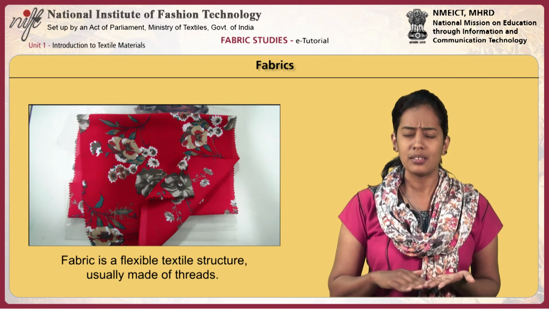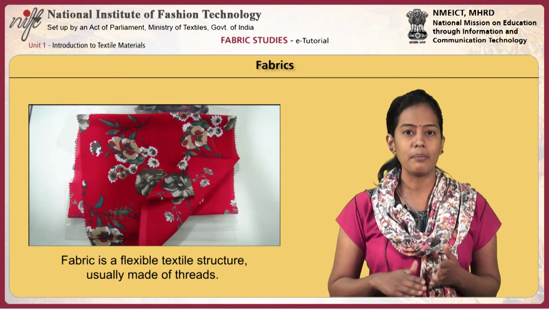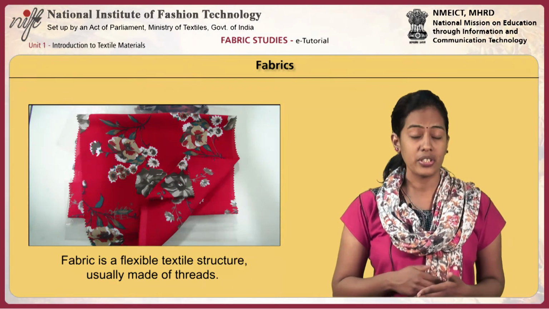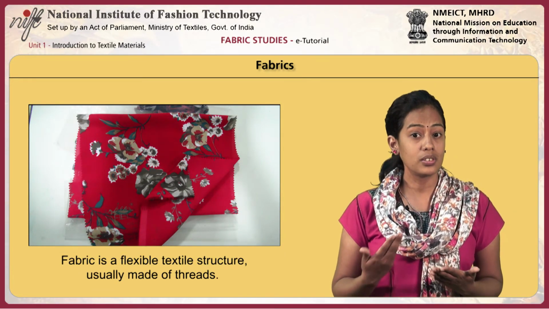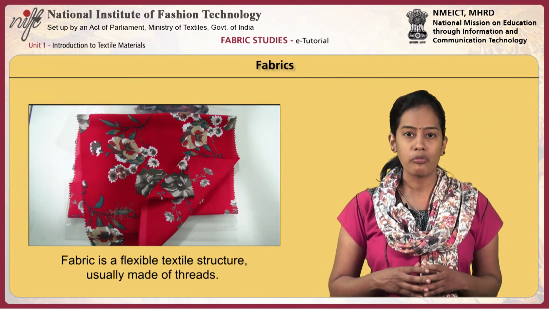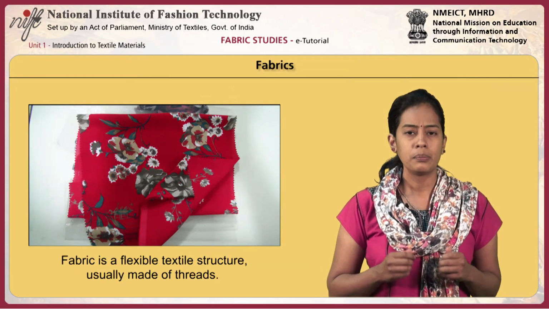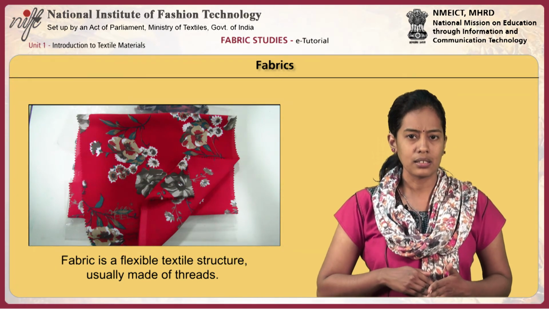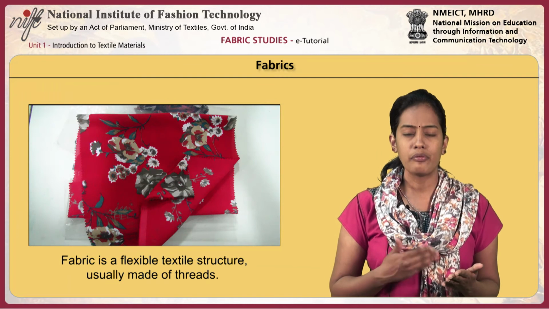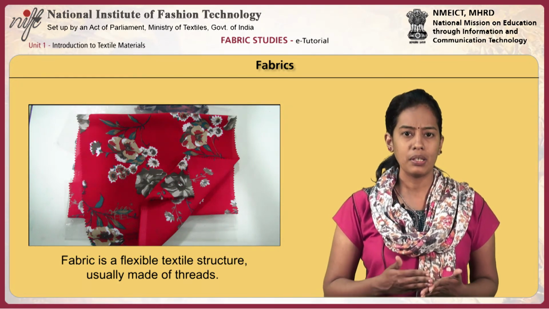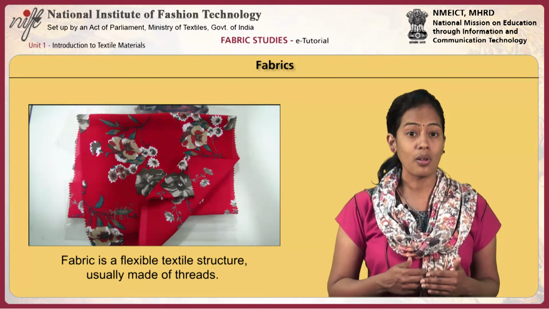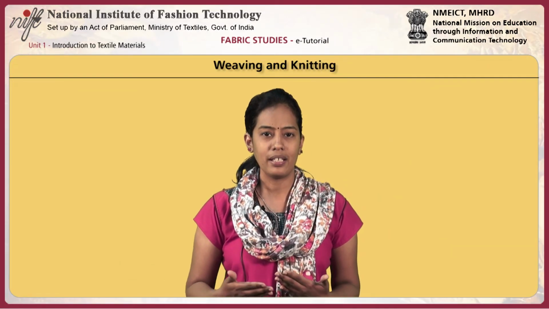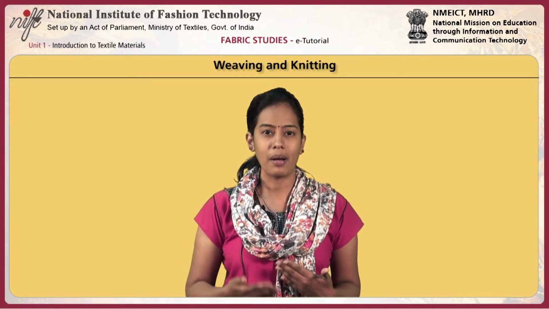Fabric is a flexible textile structure usually made of threads. Clothing fabric of ancient man dating back thousands of years was made of fibers directly. Primitive methods of making fabric involve applying heat, moisture and physical force to animal fibers in order to interlock them and make a fabric. Fabrics may be made either by weaving or by knitting.